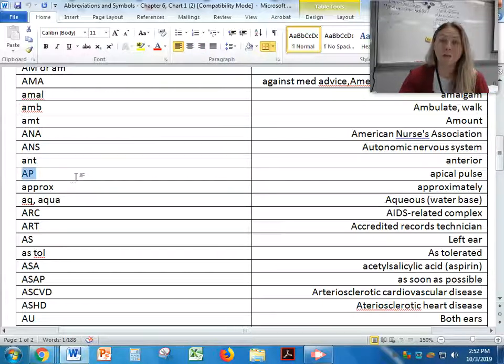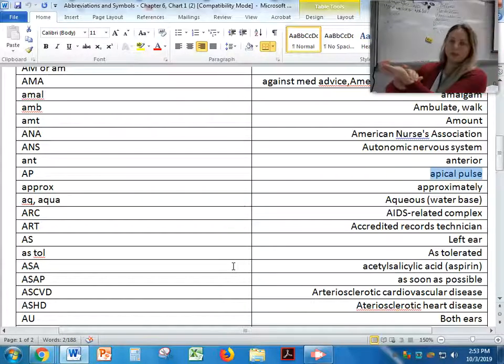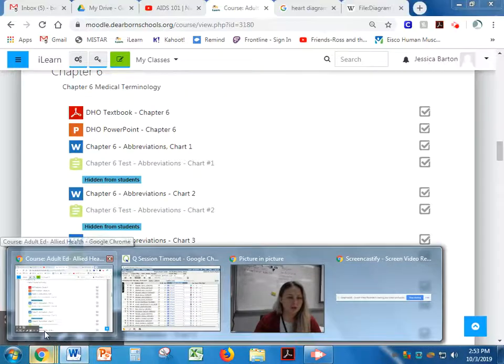AP, these are capital because it's a vital sign. Okay, so it's a pulse. It's an apical pulse. All right, an apical pulse is not palpated, right? If you take a radial pulse, which is the pulse where you feel your wrist right there, okay, you can palpate a carotid pulse, which is in your neck. But an apical pulse has to be taken with a stethoscope, okay?